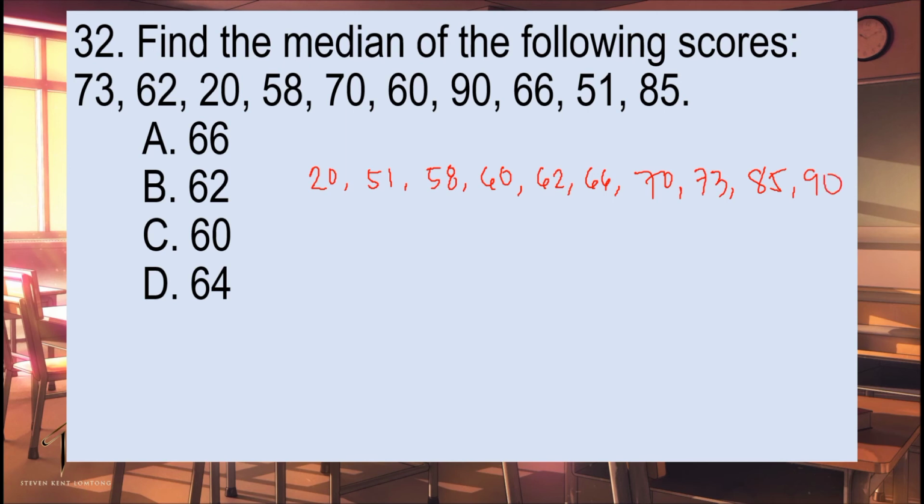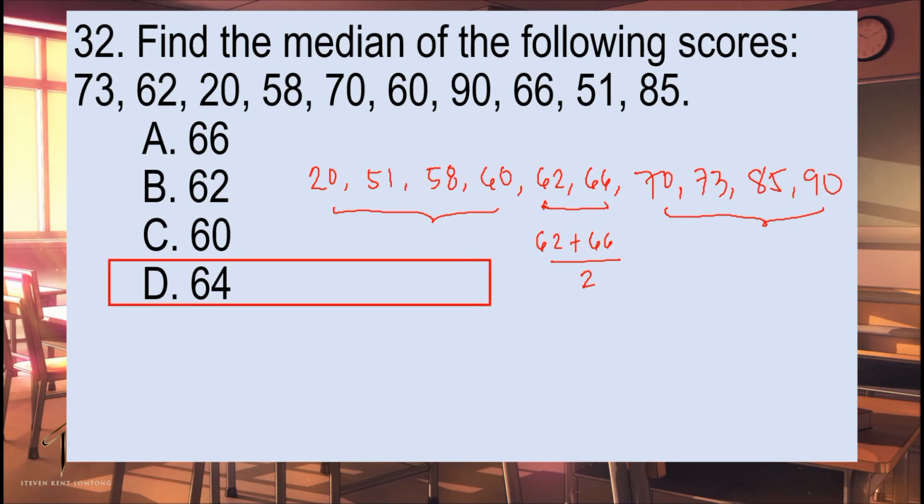Then, ilan sila? 3, 4, 5, 6, 7, 8, 9, 10. Ayan. So, pag even yung total number niya, so ito, 10, kunin natin yung dalawa na nasa gitna. That is 62 and 66. Ayan, apat yung nandito. Tapos, apat din yung nandito. Therefore, yung nasa gitna natin is 62 and 66. So, kapag dalawang number yung nasa gitna as the median, pag-add natin sila and divided by 2. So, 62 plus 66 divided by 2, that is equal to 64.